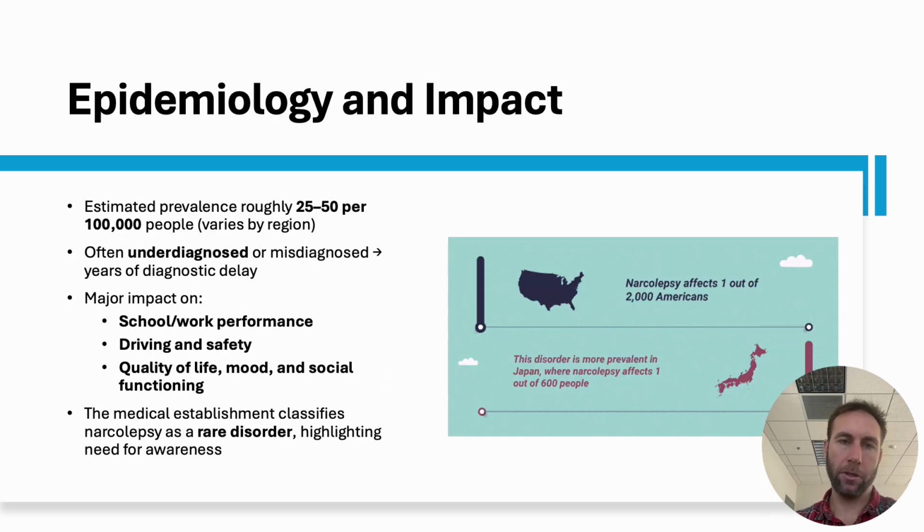So some epidemiology here. Narcolepsy is considered rare, but it's also significantly underdiagnosed. So the true number of people affected is probably higher, and many go years before anyone labels their symptoms correctly. So this can affect work, school, driving, relationships. So even though it's not the most common sleep disorder, the impact on quality of life is pretty big.